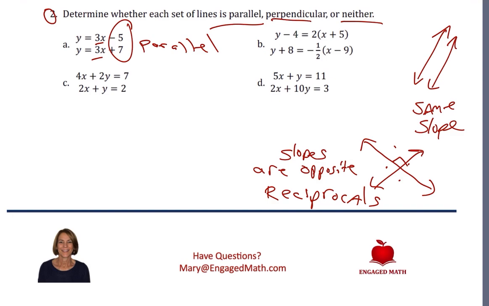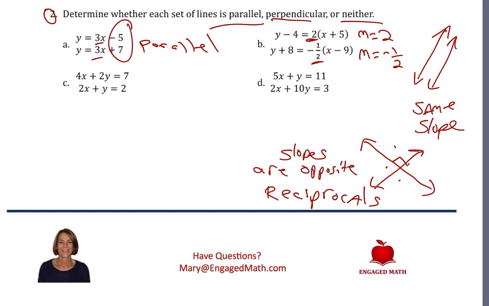Okay, let's look at B. So in B, the two problems are in point slope form. And remember then, the slope is the number in front of the parentheses with the x. So in point slope form, this top line has a slope, I'm going to just say m equals 2. This line has a slope m equals negative 1/2. So let's see, they're definitely not parallel because they don't have the same slopes.